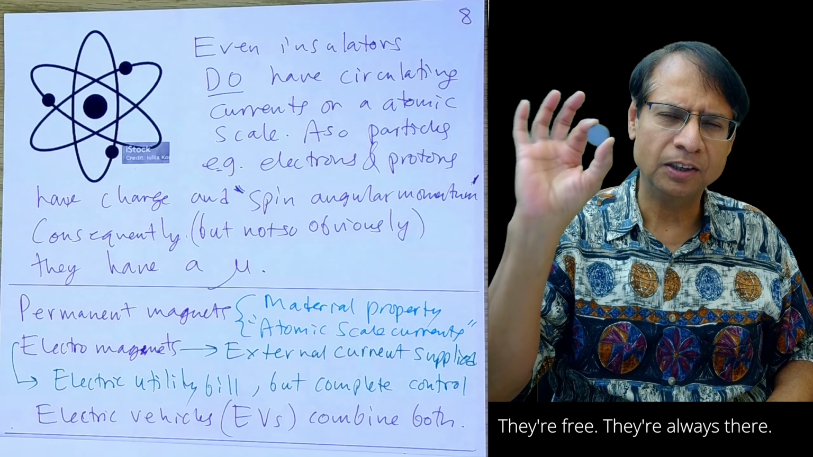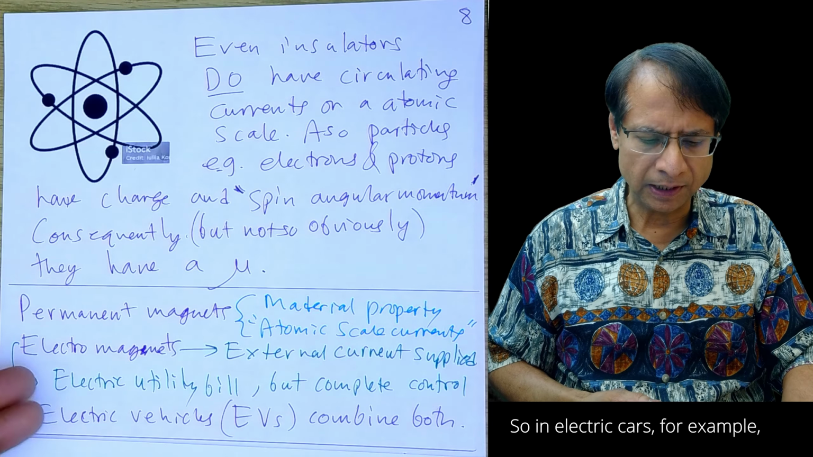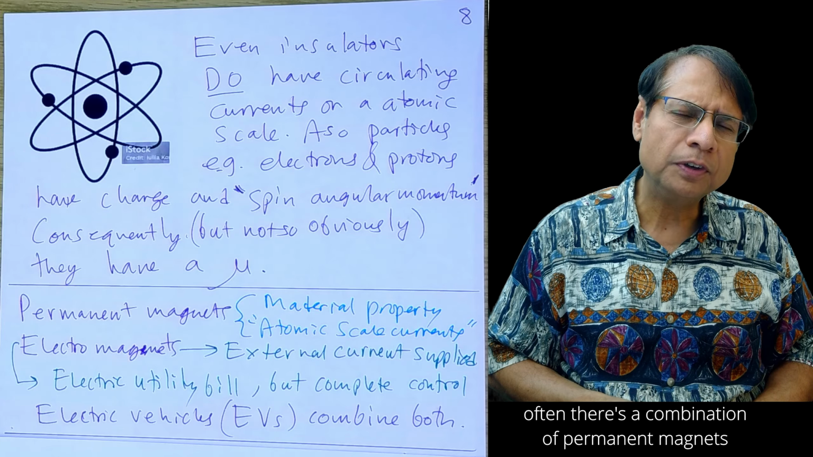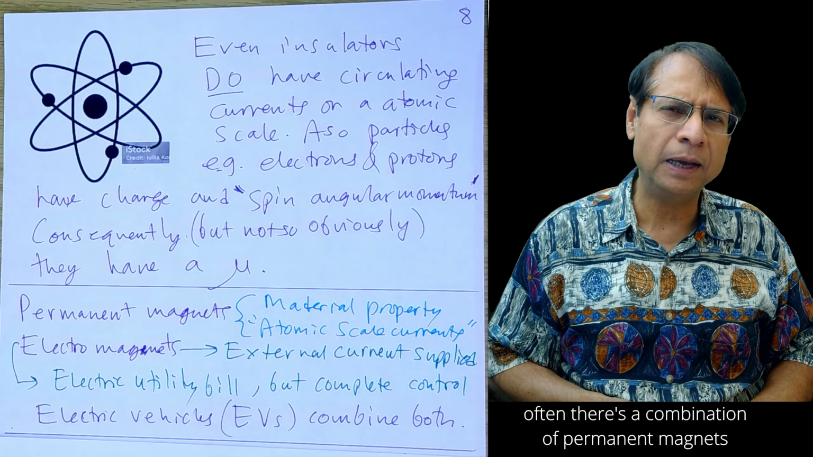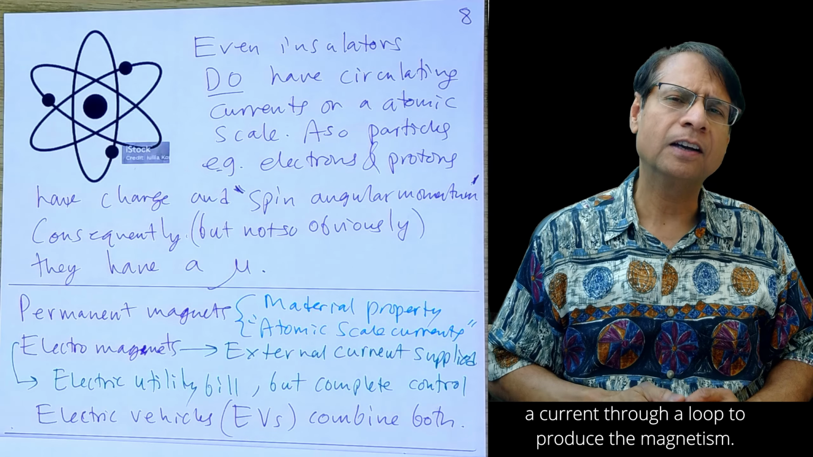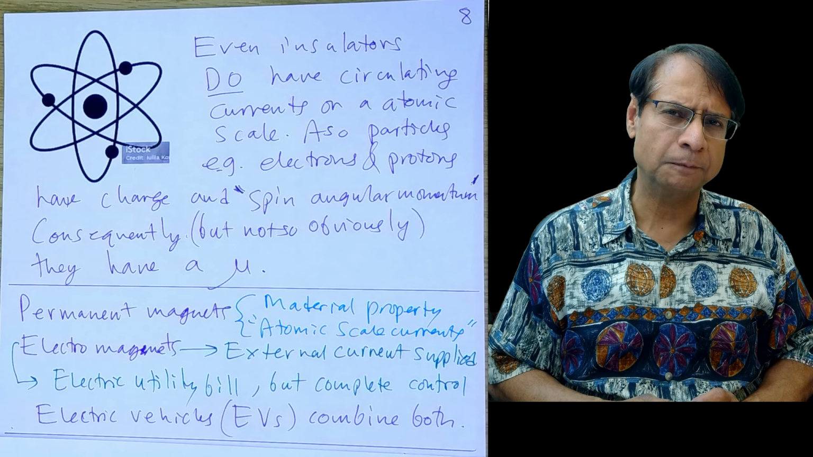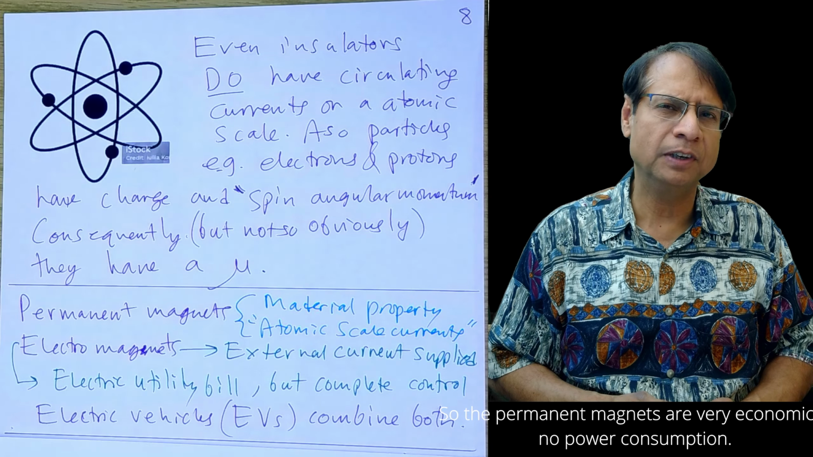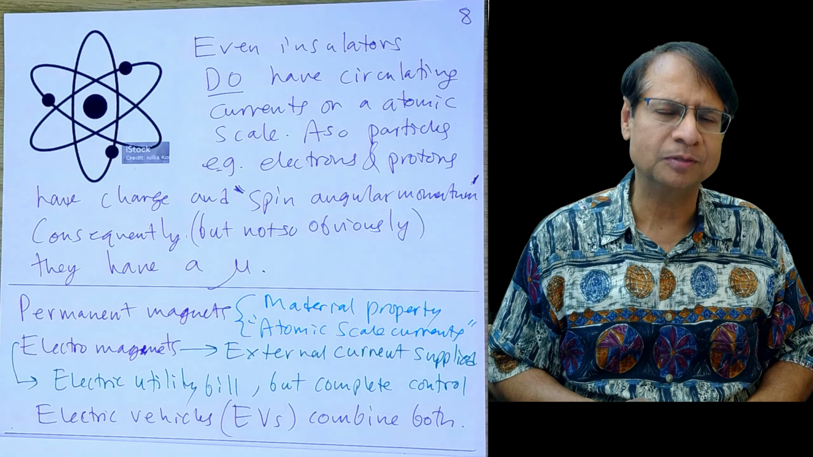They're free. They're always there. So in electric cars, for example, often there's a combination of permanent magnets and electromagnets, the kind where you have to supply a current through a loop to produce the magnetism. So the permanent magnets are very economical, no power consumption.